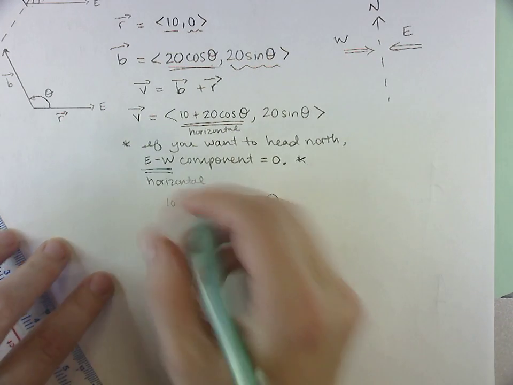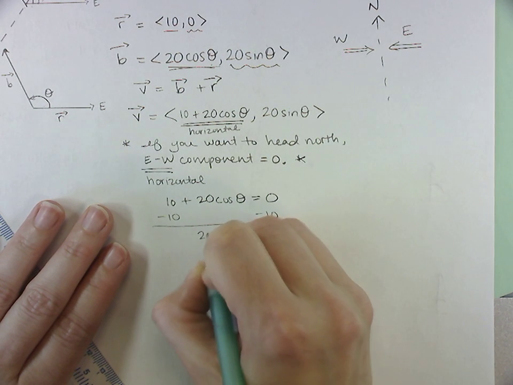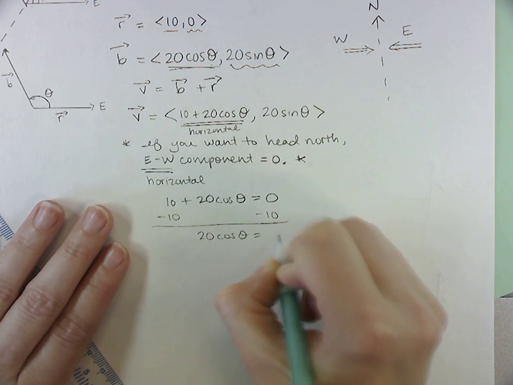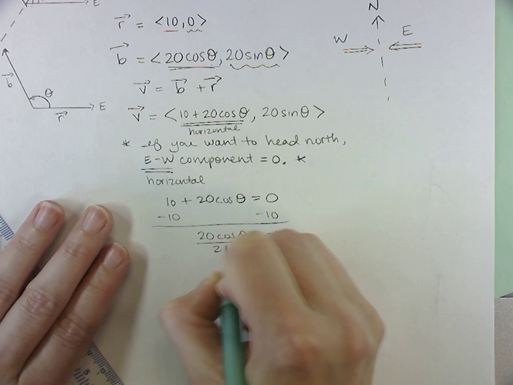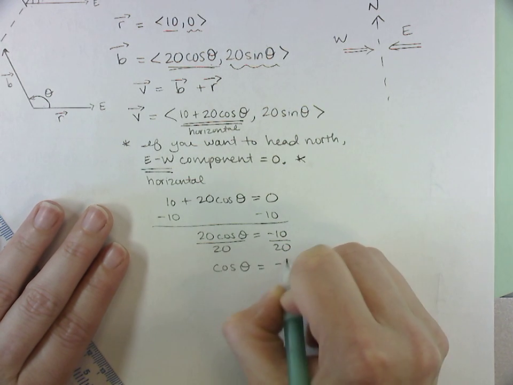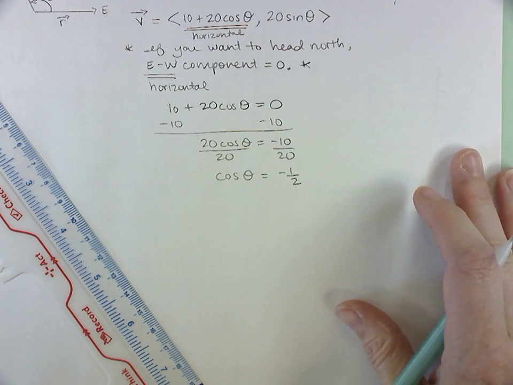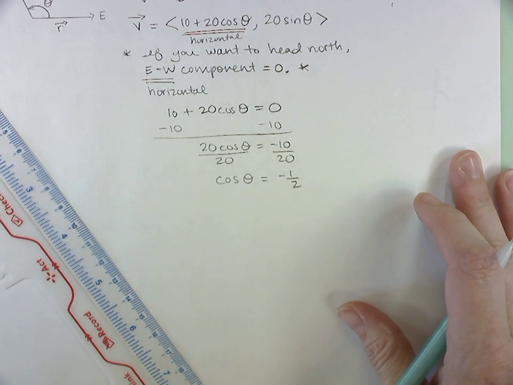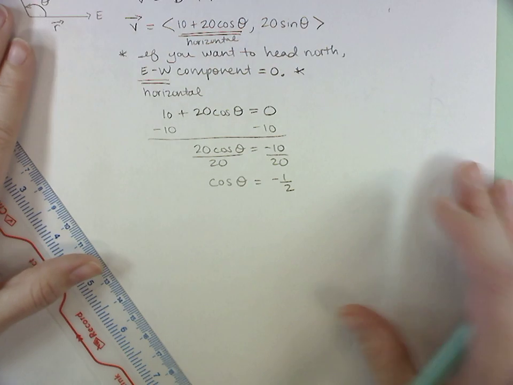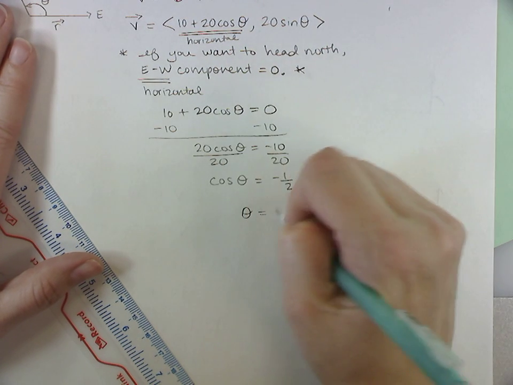Okay, so now what we're going to do is subtract 10 from both sides. And we'd have 20 cosine of theta equals negative 10. Divide by 20. See, I just started there because I plugged it into the formula. Yeah, that's okay. And so did you end up with the cosine of theta equals negative 1/2? Yeah. Okay, and then your theta value, what did we get? 30 degrees west of north.